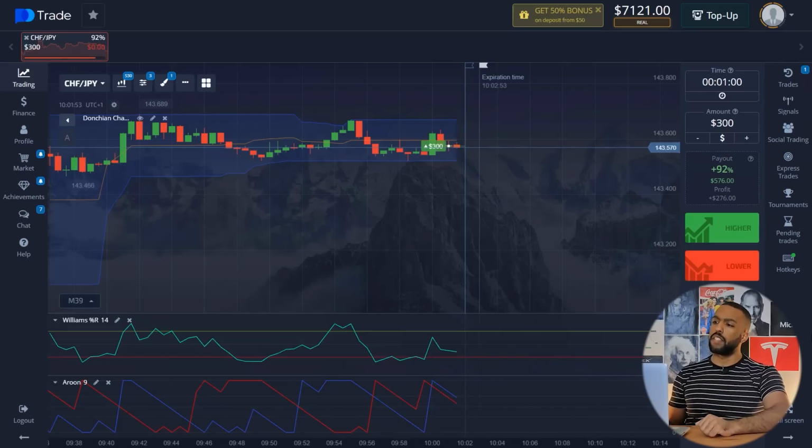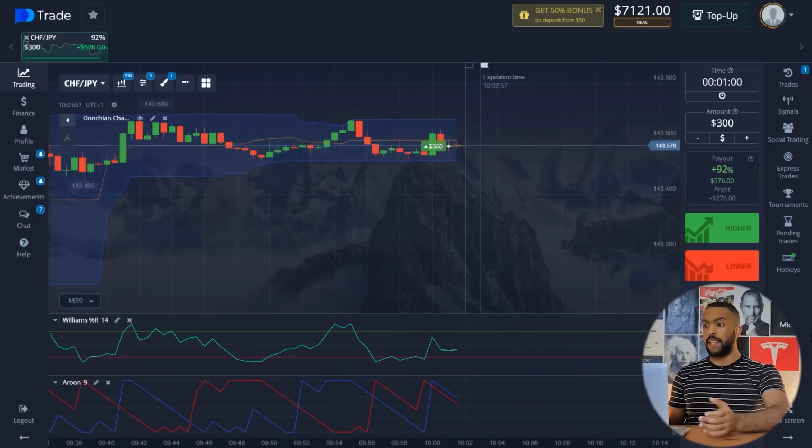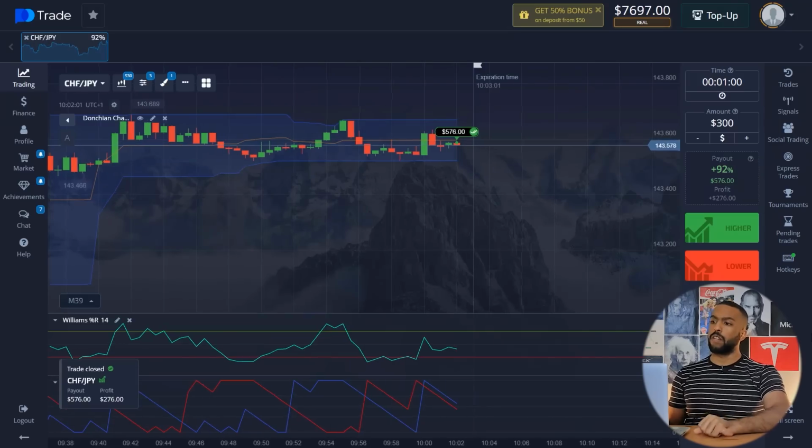This situation is difficult to analyze, but this time the trade is coming to an end. But let's see how this trade is going to end. And I closed in profit. I added to my account $276.